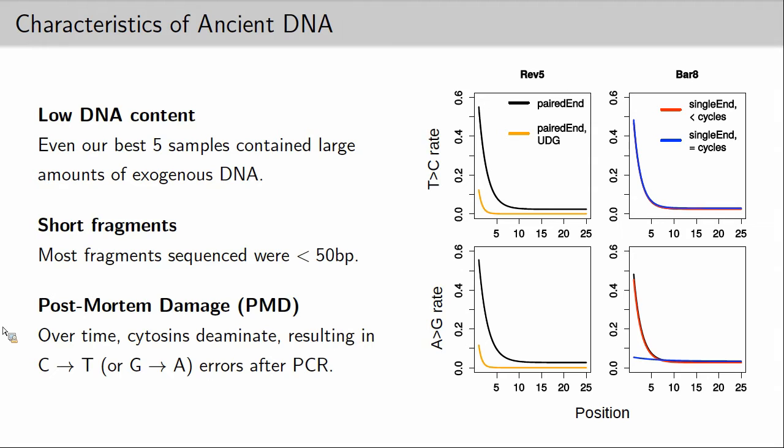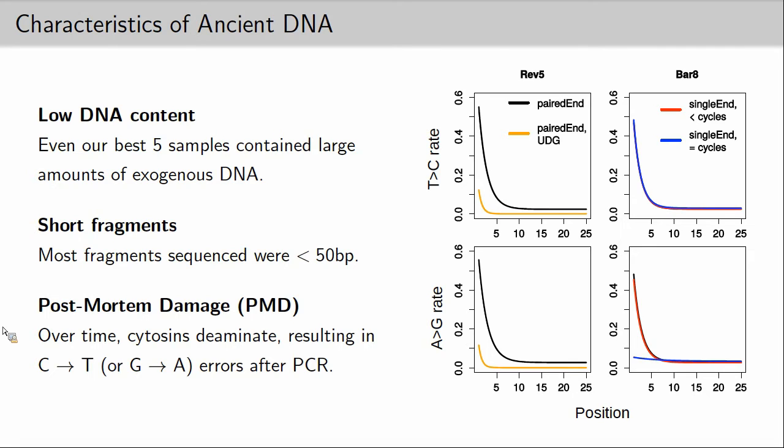Now, the last issue that is common when dealing with ancient DNA is the presence of so-called postmortem damage. These are chemical modifications that occur over time to the DNA molecules that result in certain changes, or mutations, that are not really reflective of the person's DNA or the diversity we're interested in, but are just errors that compiled over the course of time.